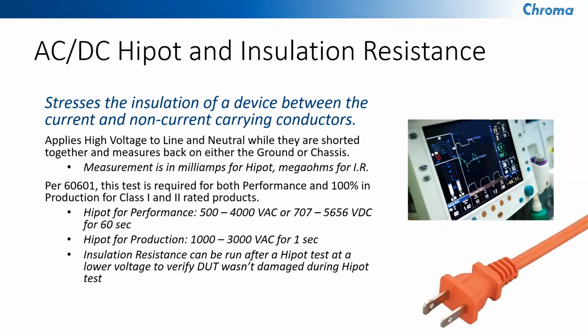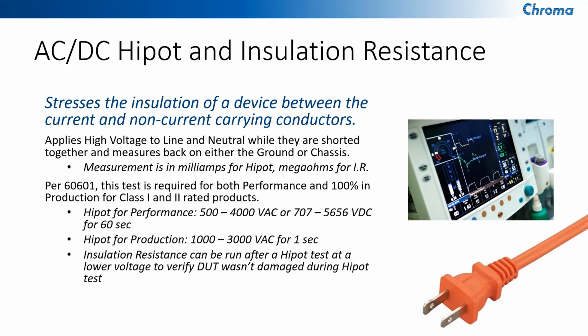And now on to AC/DC Hipot and insulation resistance. This test stresses the insulation of a device between the current carrying and non-current carrying conductors. This will apply high voltage to line and neutral while they're shorted together and measure back on the ground or the chassis of the device. The measurement will be in milliamps for a Hipot, and then in megaohms for insulation resistance. And really what those are just based off of Ohm's law. They're inverses of each other based off of Ohm's law.